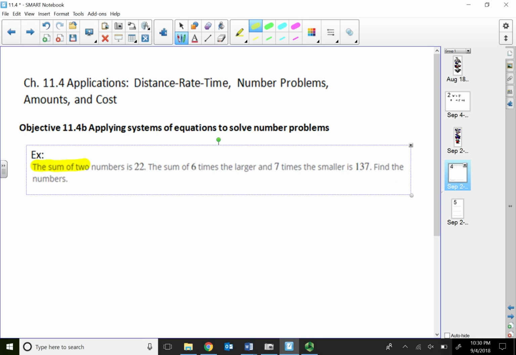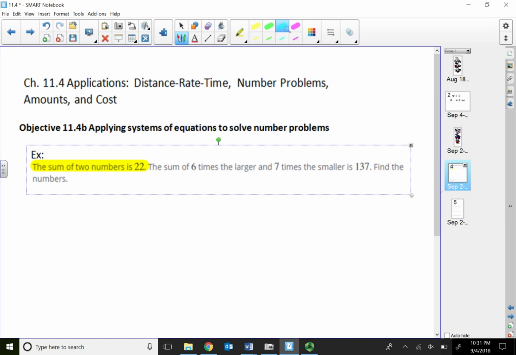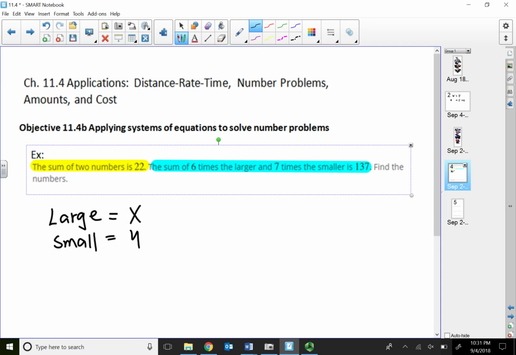The first one has to be right here. The sum of two numbers is 22. All right, so that's one equation. Let me keep on reading real quick. The sum of 6 times the larger and 7 times the smaller is 137. So the problem is identifying a larger and a small number. I'm going to write this on the side. We have a large number and a small number. I'm going to call my large number x, my small number y.